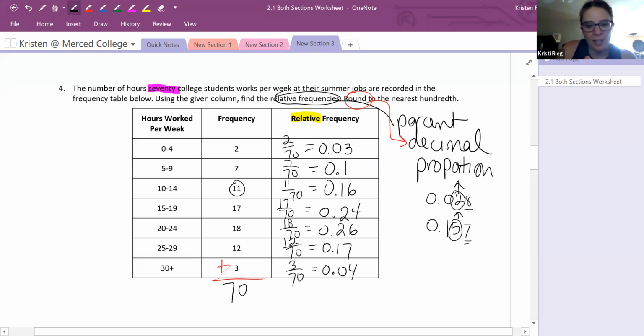Technically, if I added these all up, it should equal one whole, because all of those little parts of 70 should add up to 70 out of 70, which is one whole. However, we rounded. So there is a chance that it equals 0.99 or 1.01. It could be near 1. So whenever we round, it's never going to be perfectly perfect. But in theory, this is the whole group of all of our numbers. So it should equal one whole when we add it up.